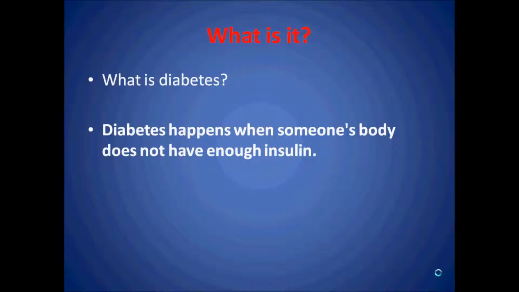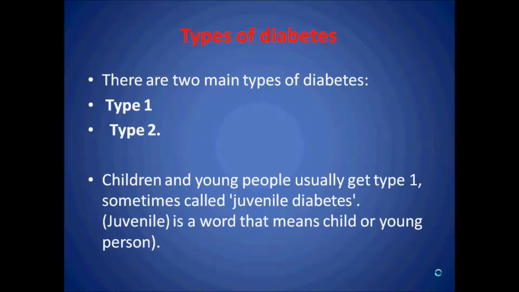Generally, when we see patients and define what their disease is, we simply explain to them that diabetes happens when somebody's body is not functioning properly and does not have enough insulin. Insulin is something which the body itself produces, and which is not produced enough in these patients.